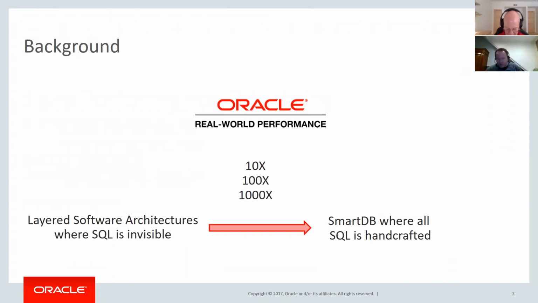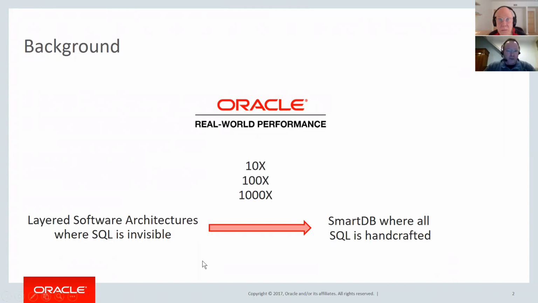Why? Because obviously I deal with performance a lot in my work, since I'm a member of the real world performance team. And we often are able to bring performance gains in orders of magnitude, and not just make something 20% faster, but make something 10 times or 100 times, and in extraordinary cases, even 3 orders of magnitude faster.